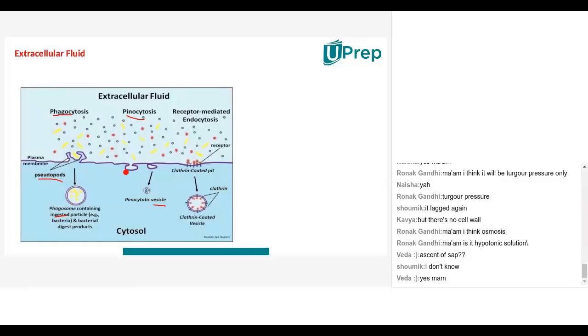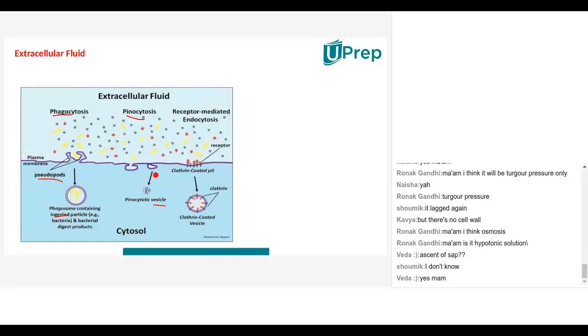A kind of bubble will be formed by the plasma membrane. It will take in the fluid material and push it into the cytoplasm of the cell. So this is called pinocytosis. Pinocytosis is the word related to intake of fluid material by the plasma membrane from outside into the cell.